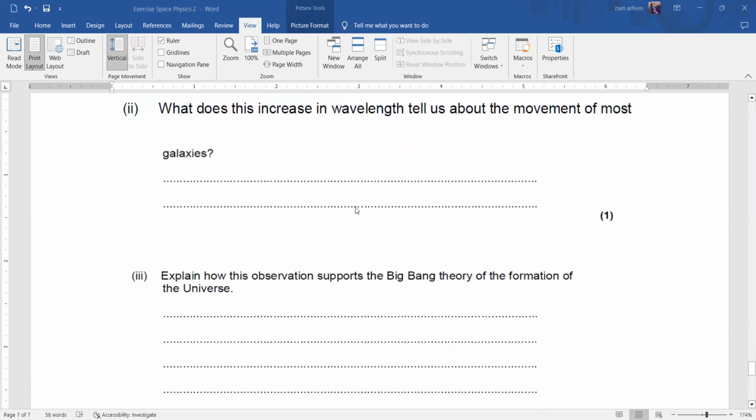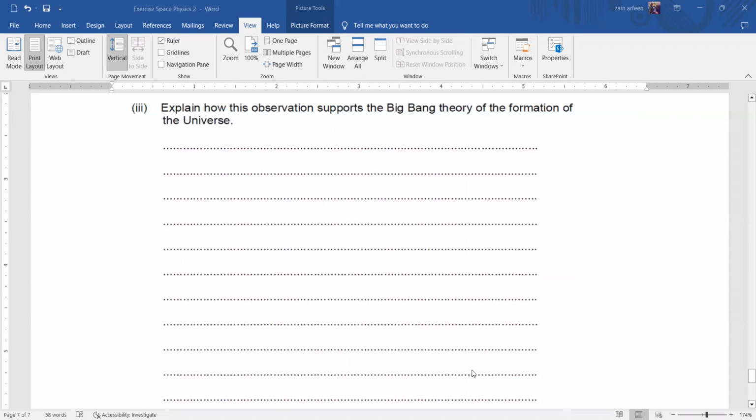What does this increase in the wavelength tell us about the movement of most of the galaxies? It gives an idea that most of the galaxies are moving away from us. Then explain how this observation supports the Big Bang theory of the formation of the universe. Like how the Doppler effect gives an idea that there was a Big Bang. We observe that the furthest galaxy shows a bigger redshift.